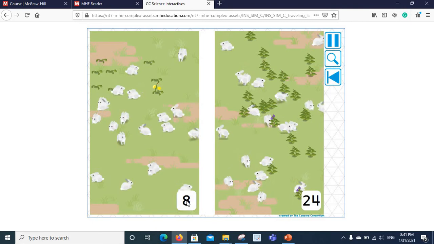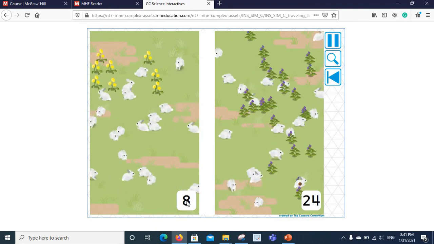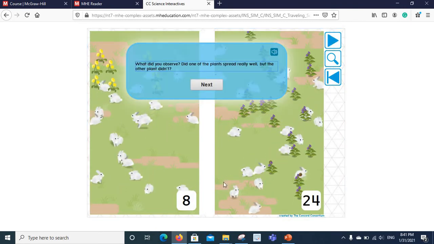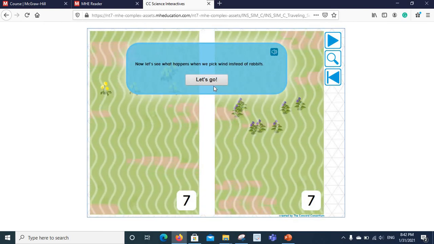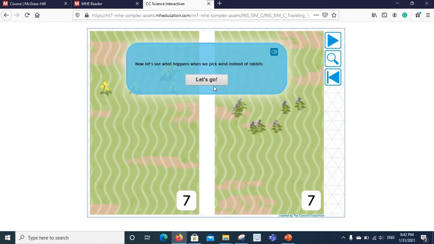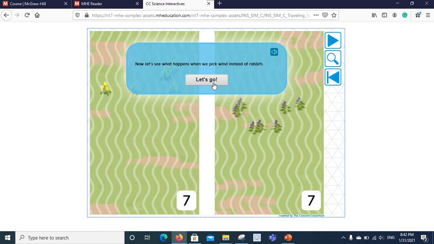Why do you think that, grade 2? We still have 8. Now here we have 24. Amazing! So, we conclude that animals can help plants to spread. But why do you think these rabbits cannot help the other plant to spread? Let's choose another way. Now we have wind rather than animals.